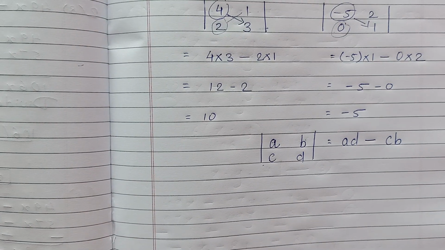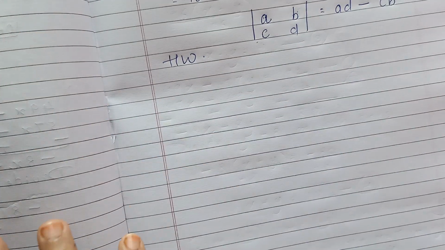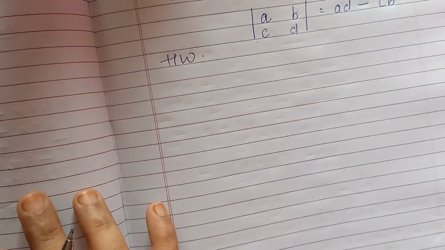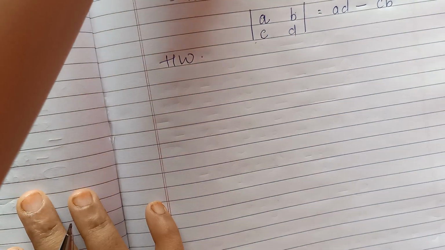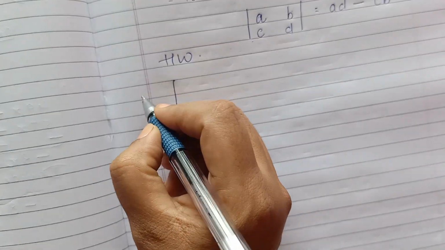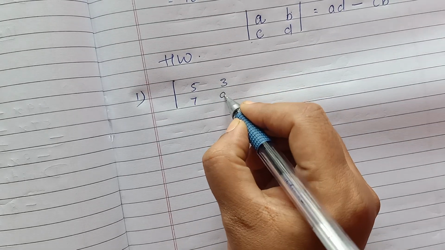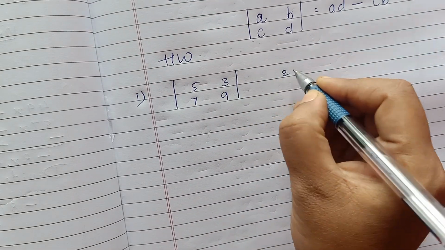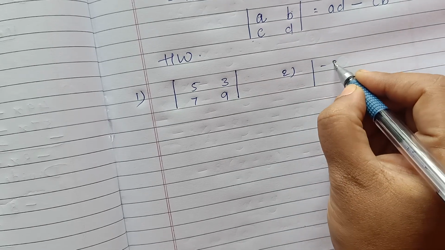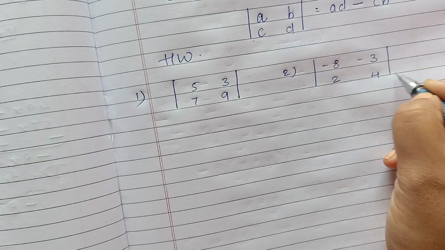So for now, today we will be doing only those 2 graph questions and only determinant. I'll give you some homework. You need to calculate determinant. The homework will be to calculate determinant of these given sums. First one, 5, 7, 3, 9. Second one, -8, 2, -3, 4.